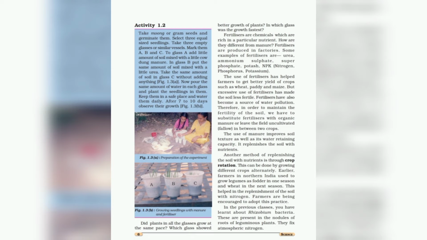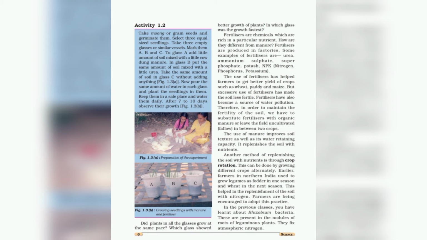So did the plants in all the glasses grow at the same pace? Which glass showed better growth of plants? In which glass was the growth fastest? We can say in glasses A and B, they are showing better growth of the plant, but the seedling of glass B grew fastest because fertilizers are soluble and easily absorbed by the plants, and they are very rich in essential plant nutrients. So the seedling of glass A grew well because manure is also good for plant growth. But it shows comparatively less growth because manure is not directly absorbed by the plant, and the seedling in glass C shows very little growth because of less availability of nutrients.